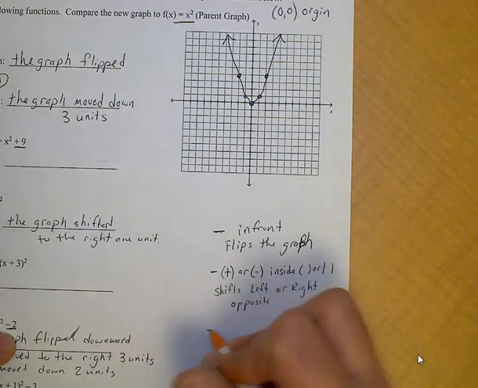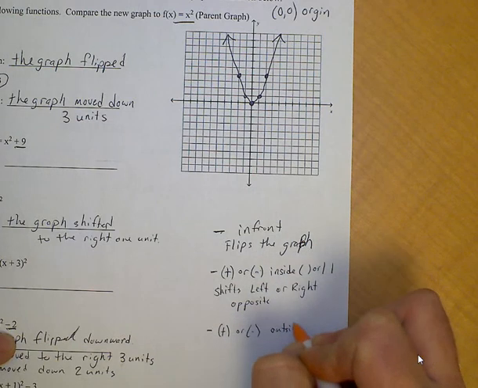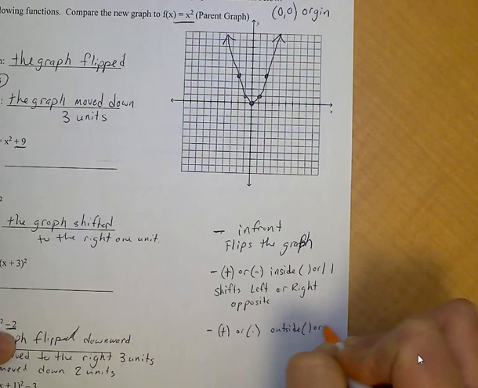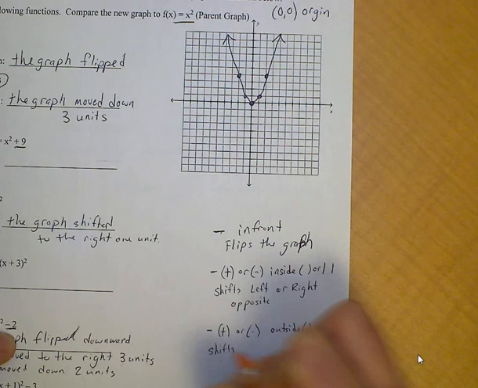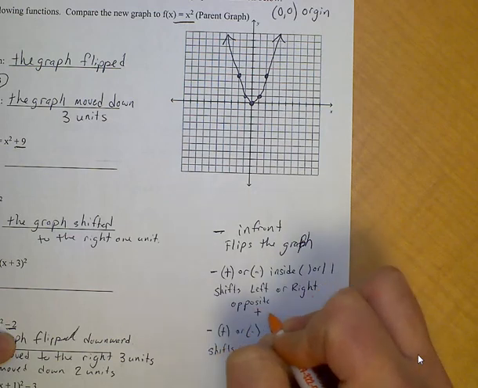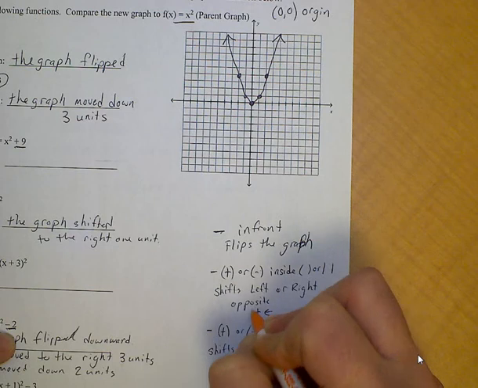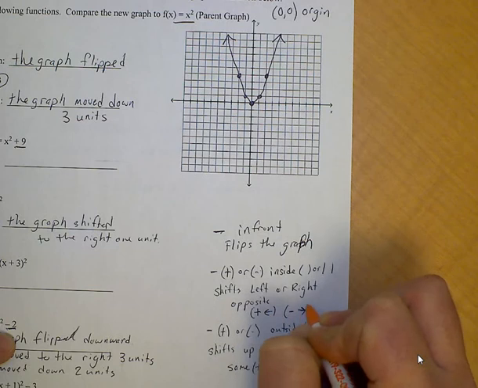And a plus or minus outside parentheses or absolute value shifts up or down. And it is the same, meaning if it's plus, it goes up. If it's minus, it goes down. Okay, let's put that up here. Plus goes to the left. Minus goes to the right. Okay, and you guys get the hang of it after you graph more.